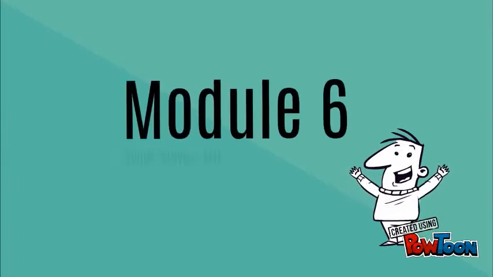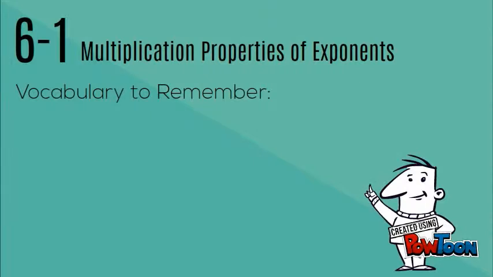Welcome to Module 6, where we will be exploring exponents and exponential functions. Two major vocabulary words to remember in 6.1 include monomial and constant.